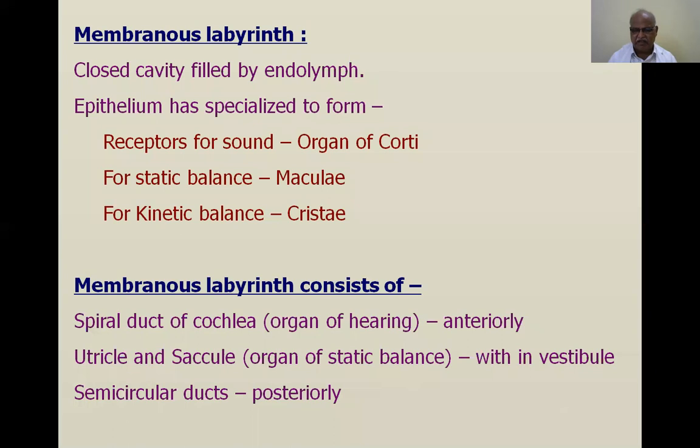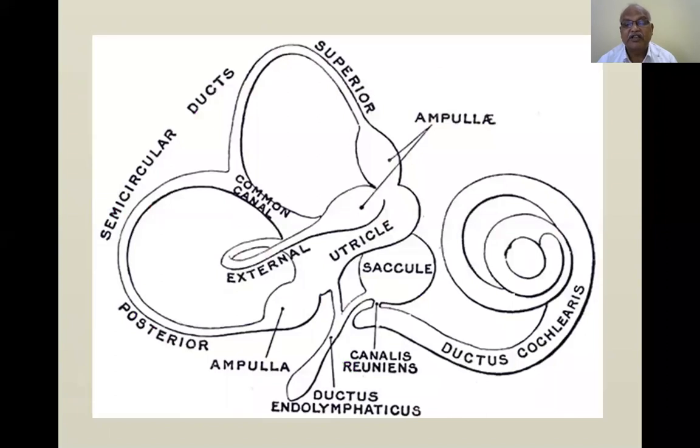Again, the membranous labyrinth consists of the spiral duct of the cochlea anteriorly, the utricle and saccule, organs of static balance within the vestibule, and the semicircular ducts posteriorly. Now this is the inside of the bony labyrinth, the same appearance. In the vestibule, the utricle is present postero-superiorly and the saccule antero-inferiorly, and the cochlea is present anteriorly.